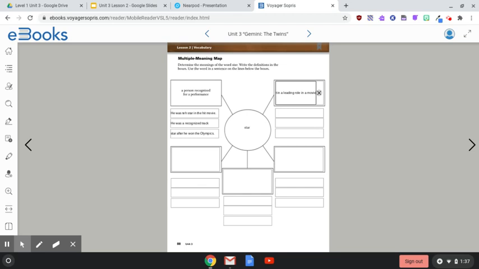Now I want you to write another definition and sentence about star. Think about the stars we see in the sky. The sentence needs to have enough details that the meaning is clear. Who would like to share their sentence?